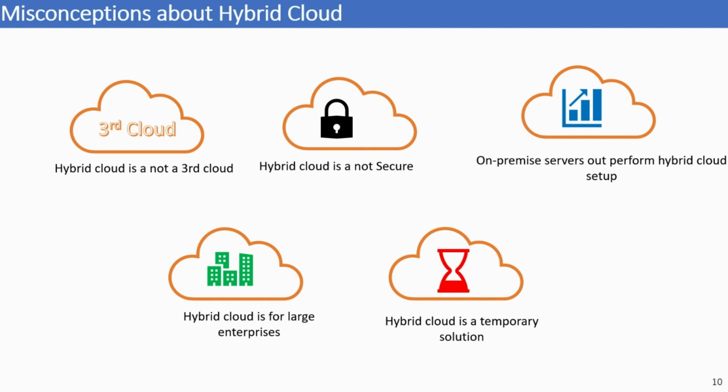Third one, on-premises servers outperform hybrid cloud setup. It's not so for the longer term. You can achieve scalability and elasticity quickly only by going to public cloud. And so hybrid cloud is a mix of public and on-premises resources, and it is suitable for workloads, which shall be identified between on-premises resources and the public cloud resources.